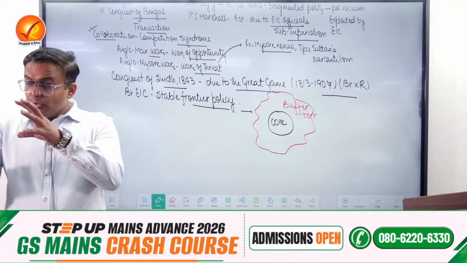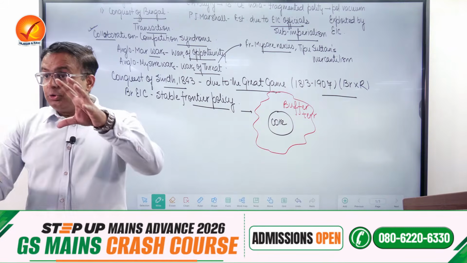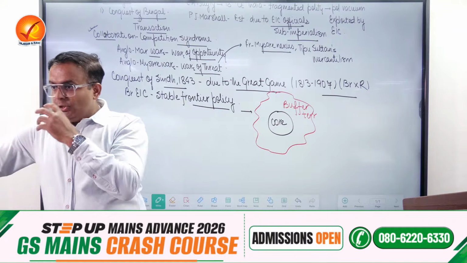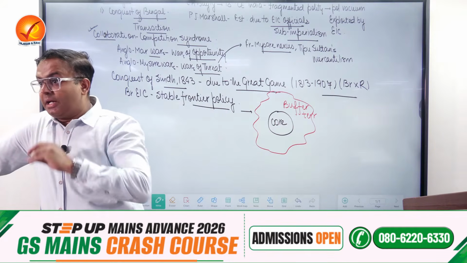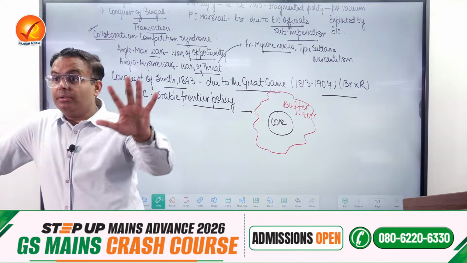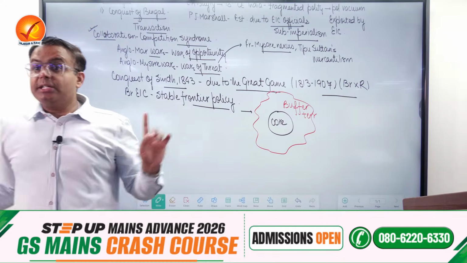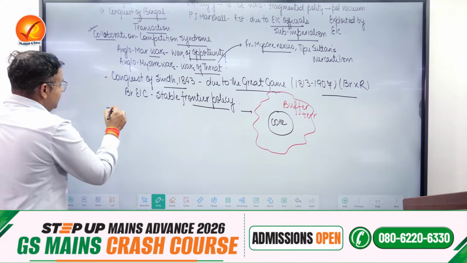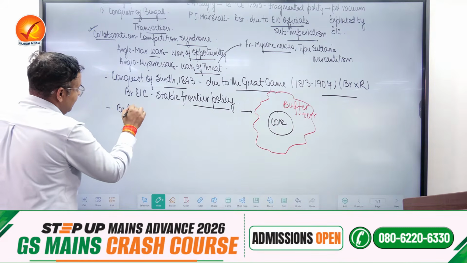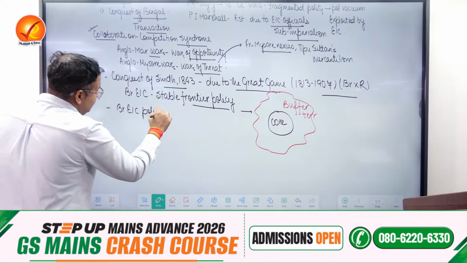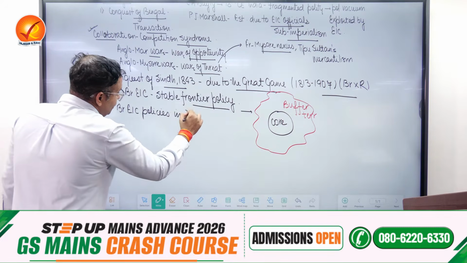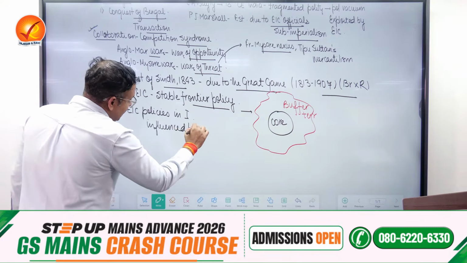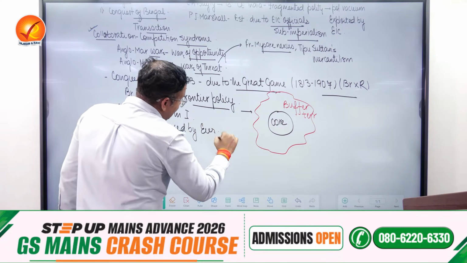For example, to stabilize Bengal, they have to establish control over Awadh. To maintain or to protect Madras, they have to establish control over Carnatic. इसको कहते हैं stable frontier policy. Then you would write that the British East India Company policies in India was also influenced by European politics.